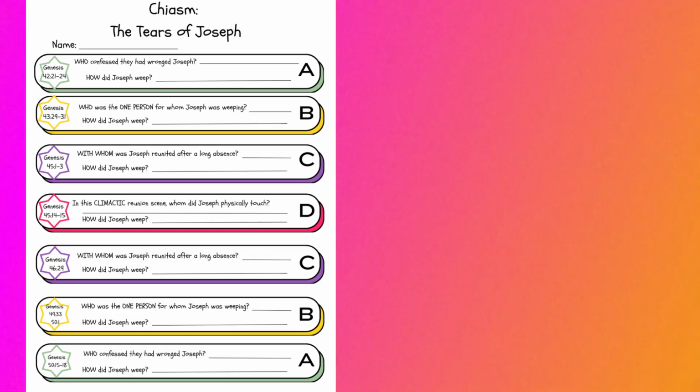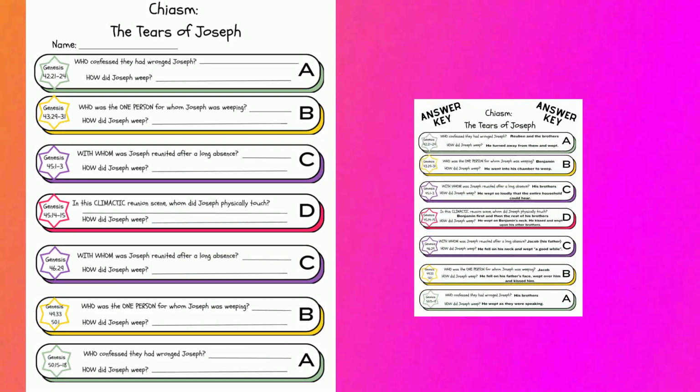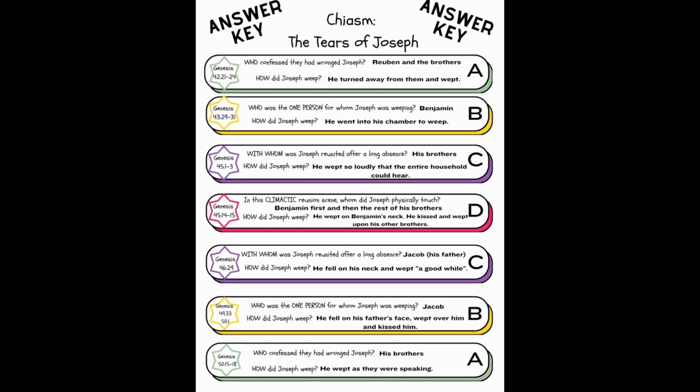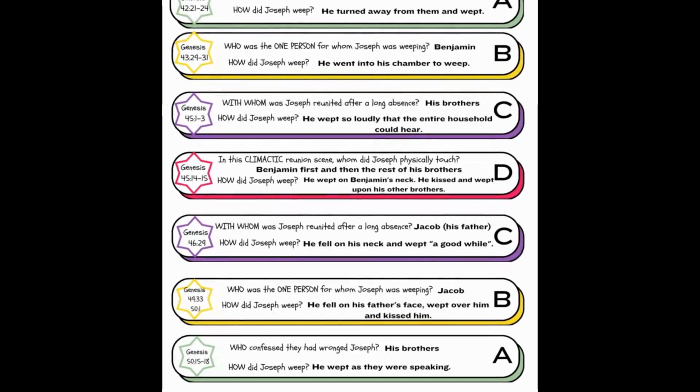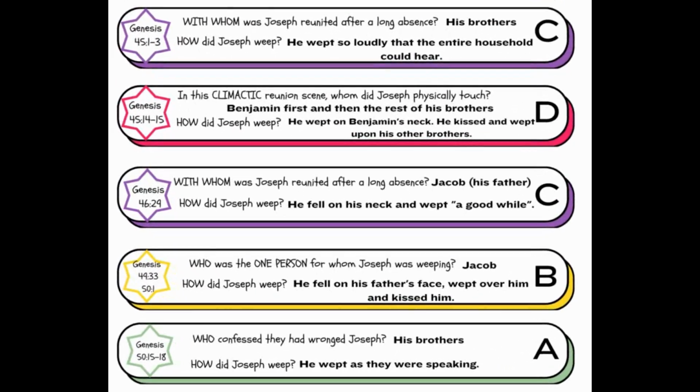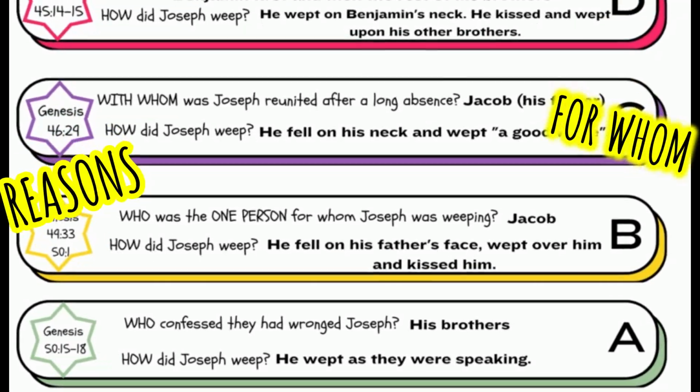This prepares them for the worksheet Chiasm, the Tears of Joseph, where students learn about the 7 times that Joseph weeps and realize that there is a significant pattern for whom Joseph cries and the reasons he does so.